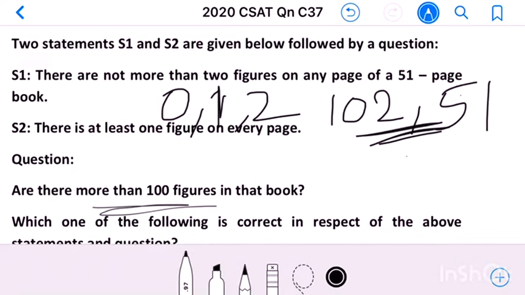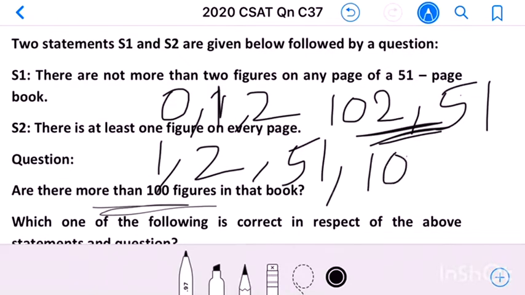Now let us see the second statement. There is at least 1 figure on every page. That means at least 1 figure. There can be 2 figures also in each page. If there is 1 figure in each page, then the number of figures in that book equal to 1 into 51, 51. If there are 2 figures in each page, then maximum possible equal to 102.